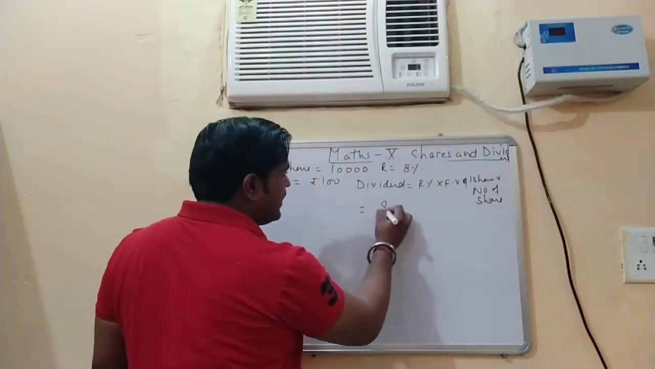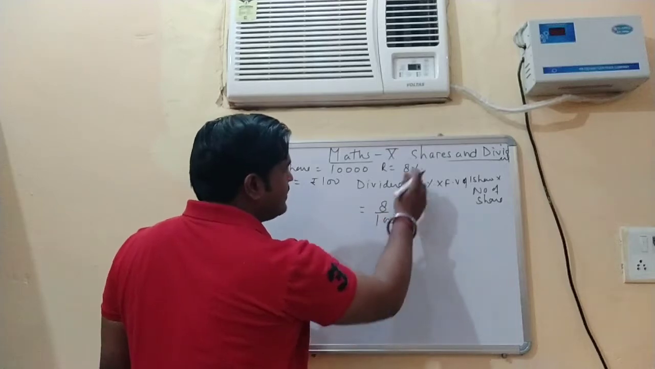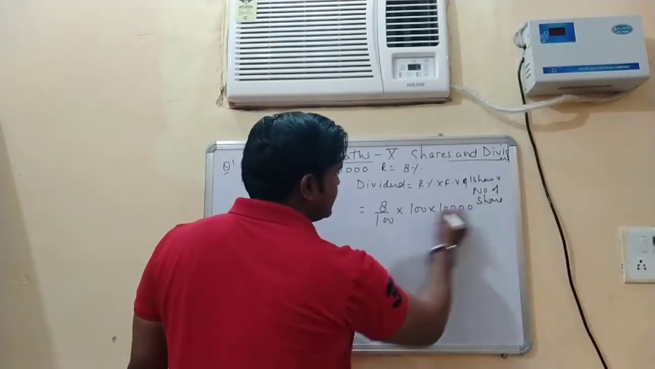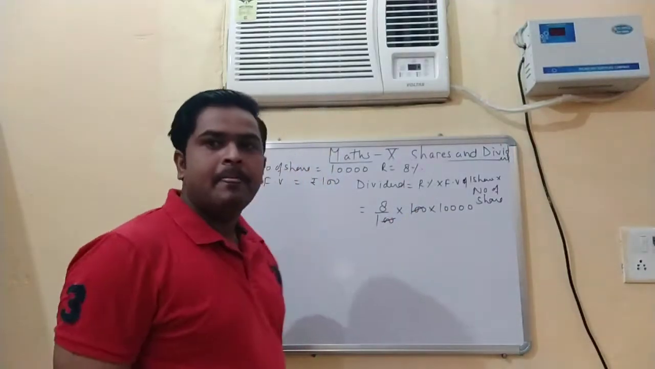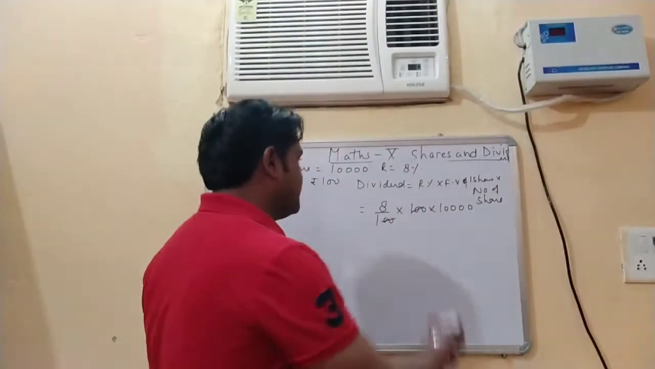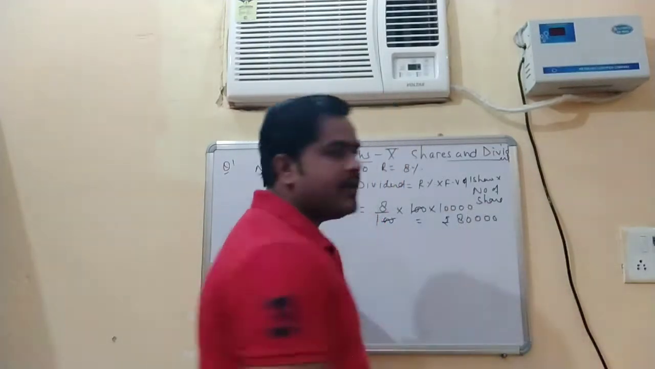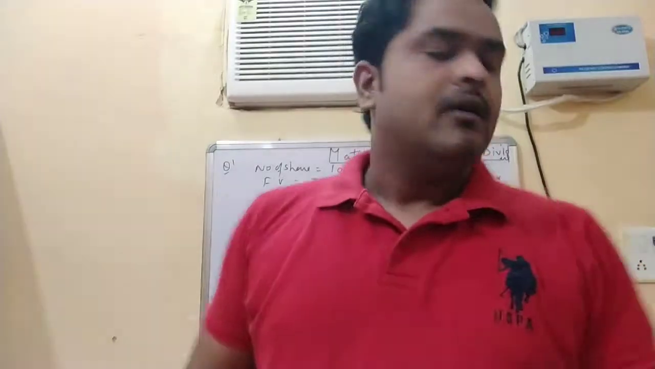So this will be equal to 8% multiplied by face value 100 and then number of shares 10,000. This 100 goes with this 100, and the dividend amount will be equal to what? This will be 80,000. So this will be the amount of dividend paid.